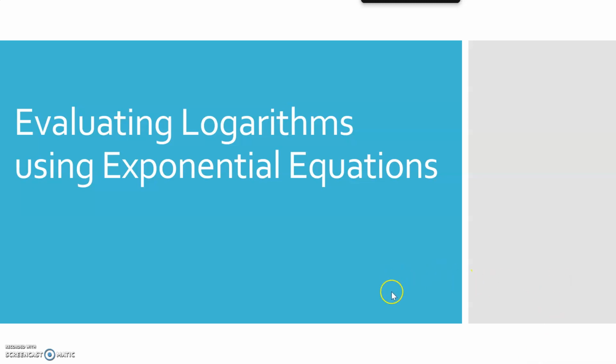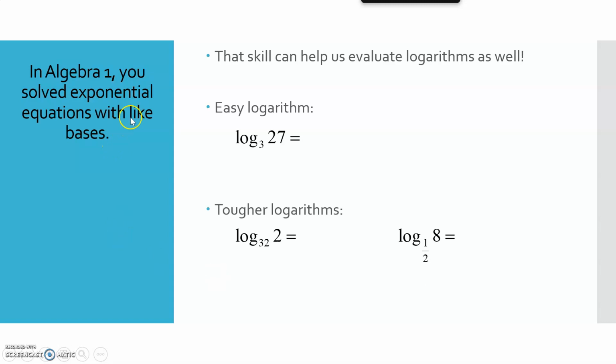Some logarithms are easy to evaluate because they're perfect powers, like log base 2 of 4. We know that that's 2. And log base 3 of 27. We know that that's 3. But other logarithms are a little bit trickier to evaluate, so I have a strategy we can use.